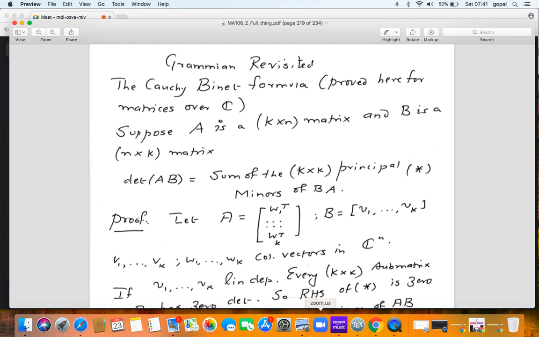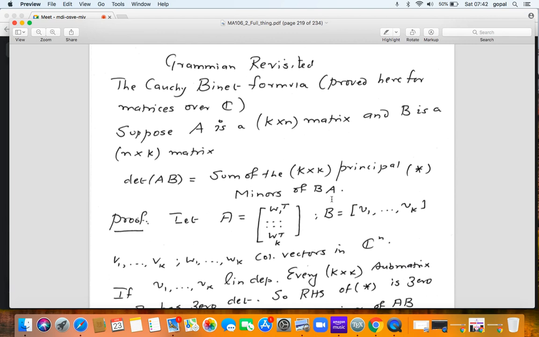Now, first of all, let us dispose of the uninteresting case when the vectors v1, v2, vk are linearly dependent or w1, w2, wk are linearly dependent. Why is it uninteresting? Both sides are 0. So, for example, suppose that w1, w2, wk are linearly dependent. Then what can you say about determinant of AB? I can perform row operations and make one of the rows 0. And the left hand side is 0.